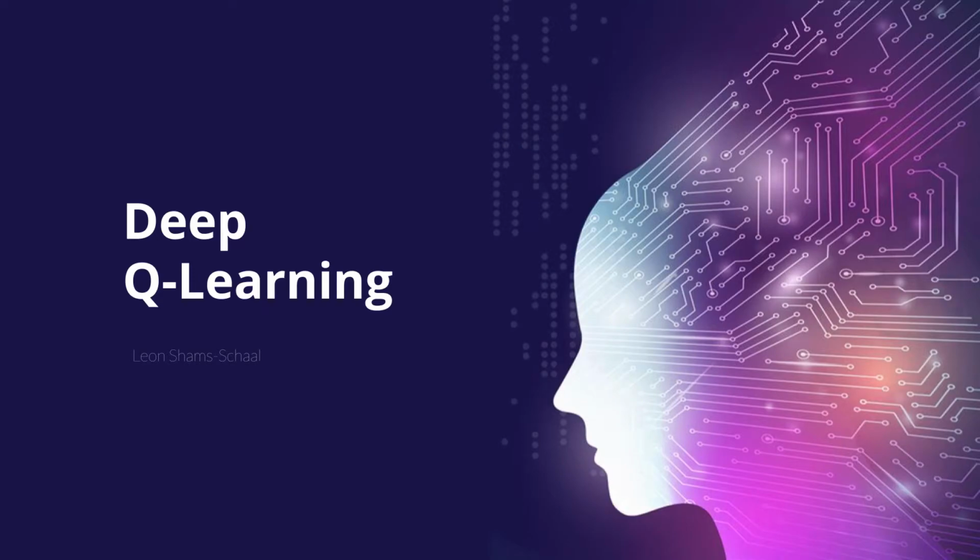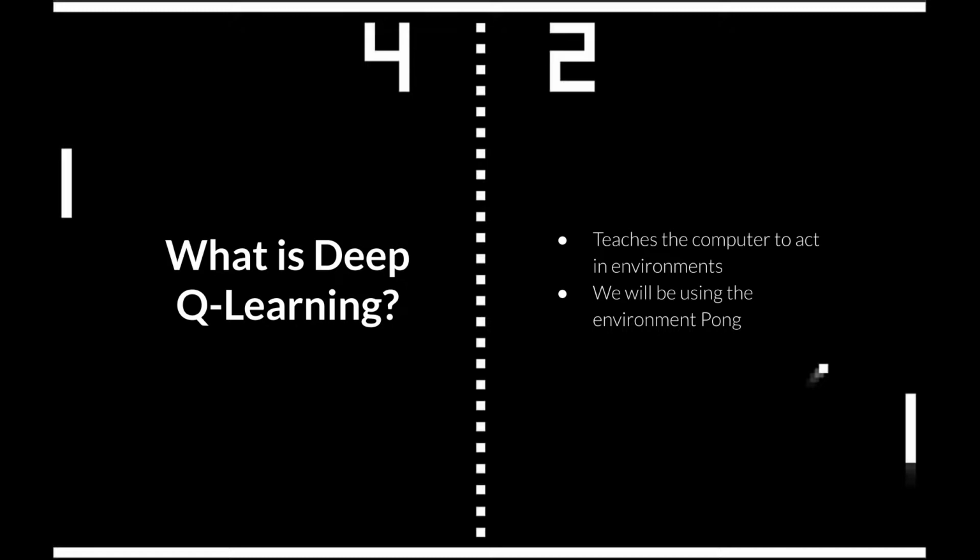Hi, I'm Leon, and today I'm going to explain deep Q learning. First off, what is deep Q learning? Well, it's an algorithm that teaches the computer how to act in a complex environment. I'm going to demonstrate this by teaching the computer to play the game Pong.